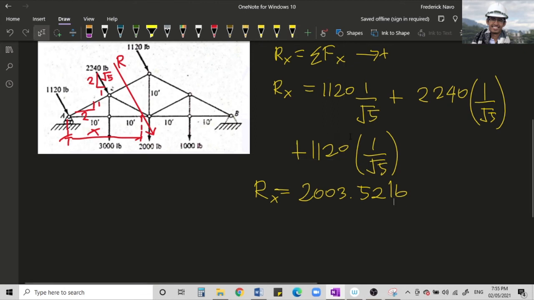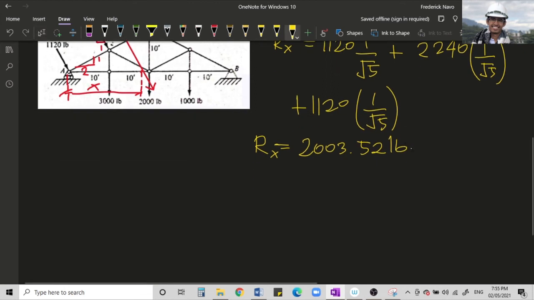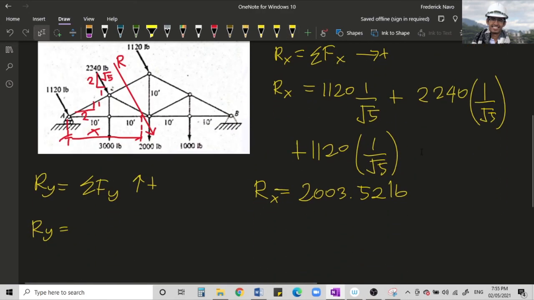And for Ry natin, so ganun din, summation of forces. So, Ry is equal to summation of forces along y. So, going up is positive. So, Ry will be equal to, so puro downward siya, so that will be negative.